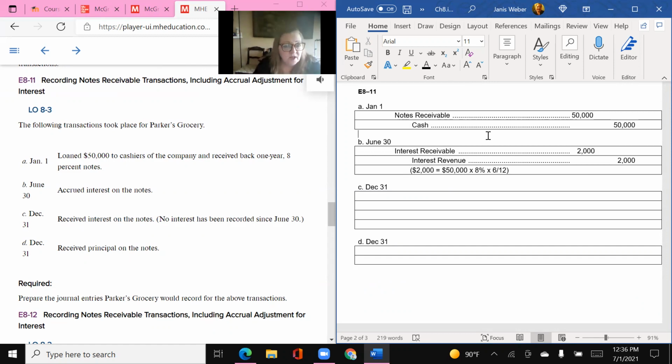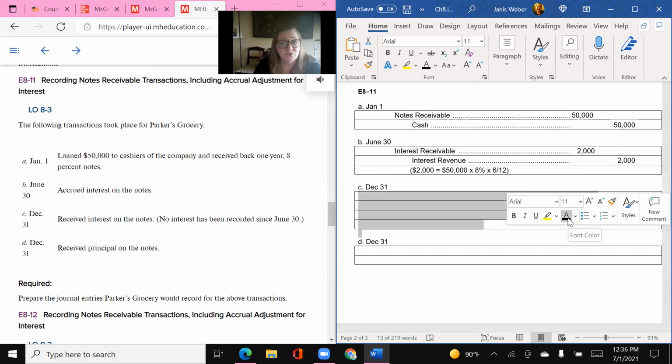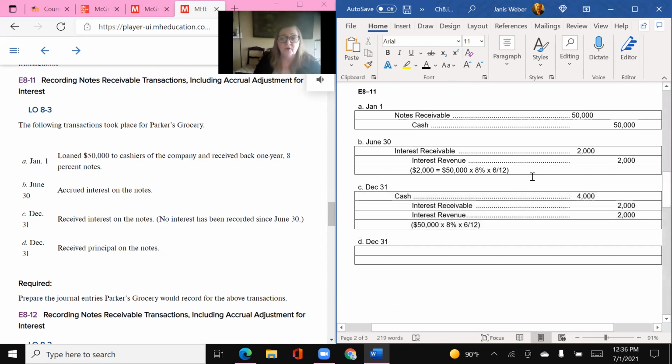Okay, so then C, on December 31st, we received interest on the notes. No interest had been recorded since June. So we're going to get the whole $4,000 of interest because it's $50,000 times 8%. The interest is coming due, but instead of recording it all as interest revenue, we show we got the $4,000 debit and we credit the interest receivable that we already had recorded, and we credit the other $2,000 to interest revenue. That way, between the two entries in June and December, we recorded the whole $4,000 as interest revenue. But some of it had to be accrued in order to do a financial statement on June 30th.